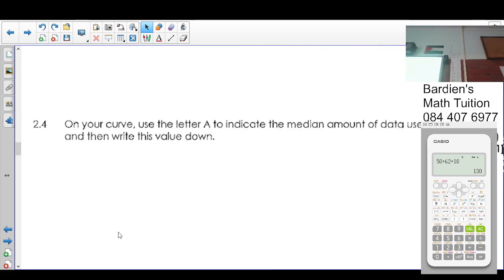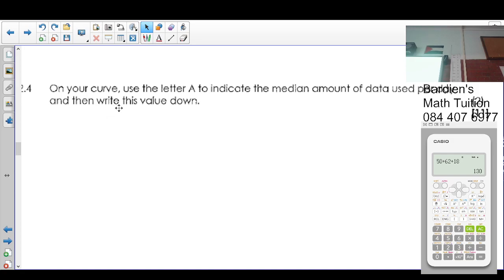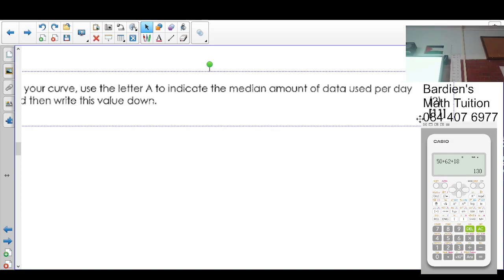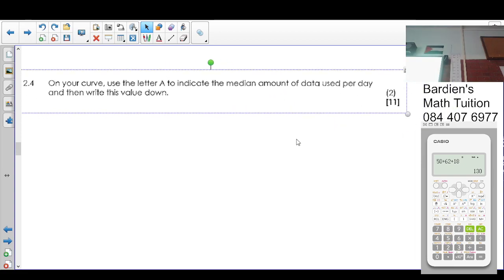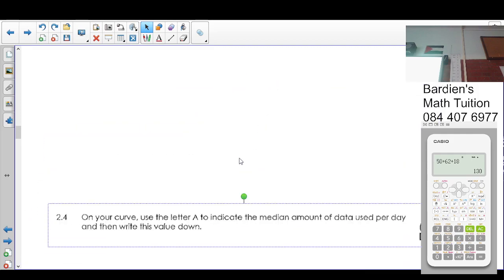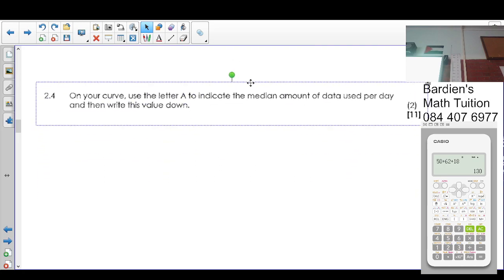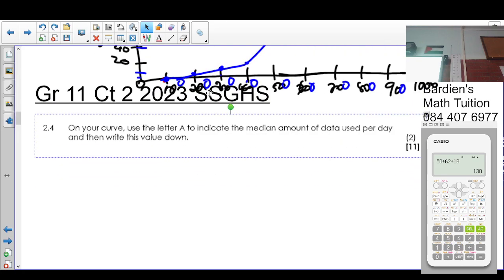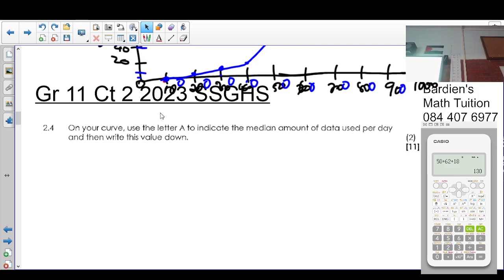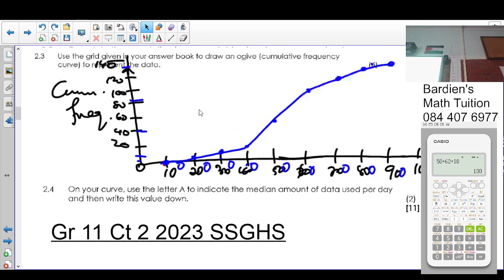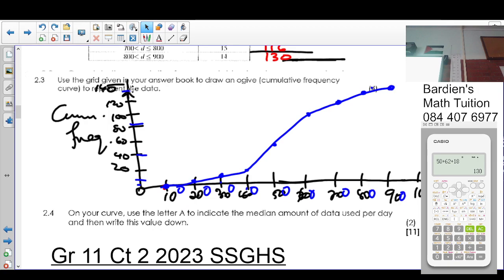Then the next question says, on your curve, use the letter A to indicate the median amount of data used per day, and then write the value down, the median. So what is the median, people? The middle value. How many values are we considering here? It's going to be 130. So 130 divided by 2 is 65. There's 70 there, so 65 is here.